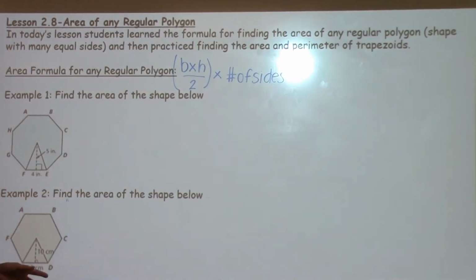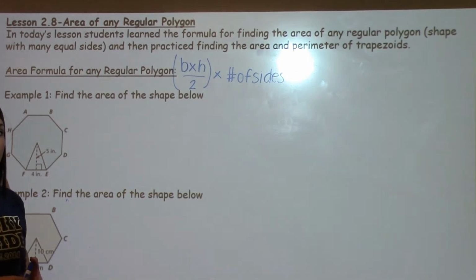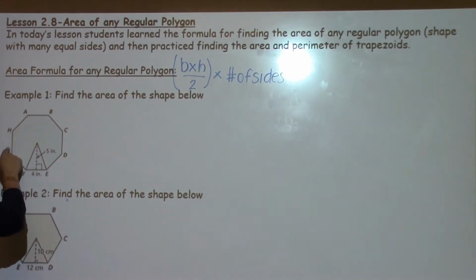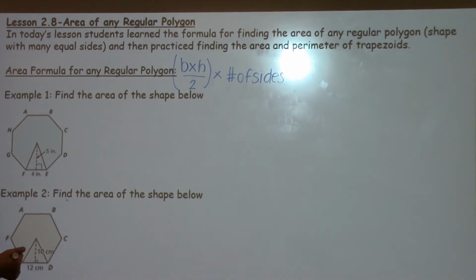Today students learned about how to find the area of any regular polygon. A regular polygon is a shape that has equivalent sides in the shape. So that's going to help us when we're solving and finding the area for these shapes.